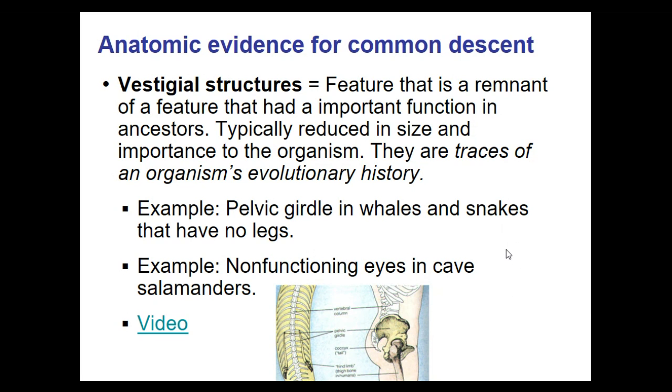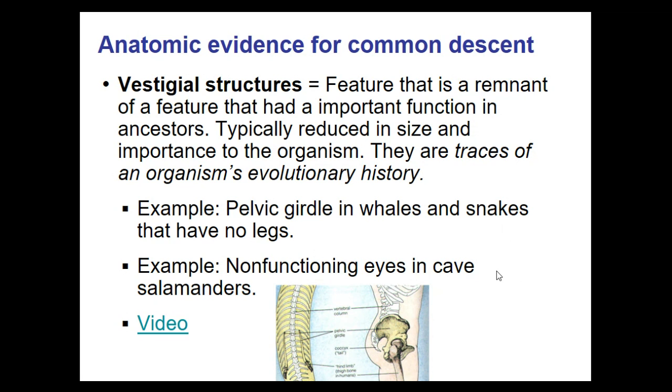Cave salamanders that have eyes that don't work. The eyes don't function. Even the eyelids are just fused over the eyes, so they can't even open the eyelids. They don't need eyes because there's complete darkness in a cave. The eyes couldn't see anything anyway without light.